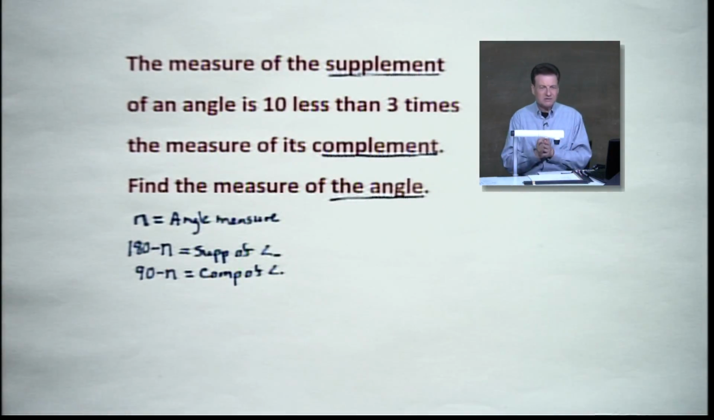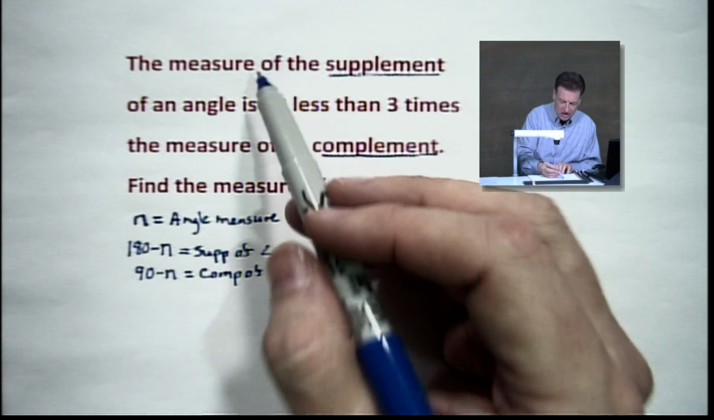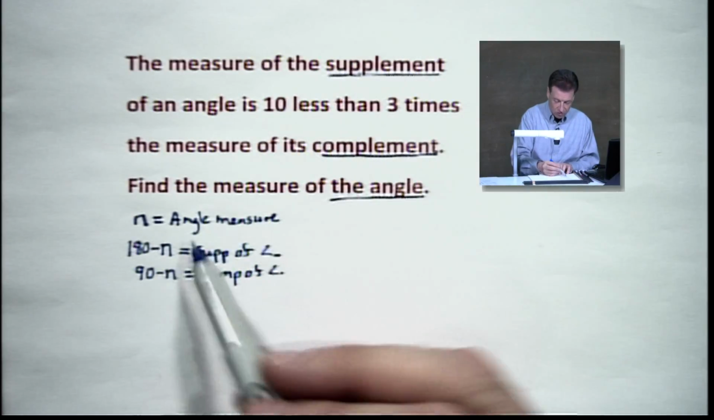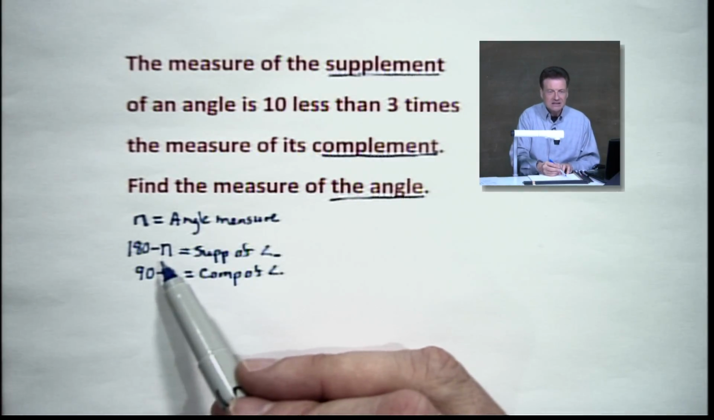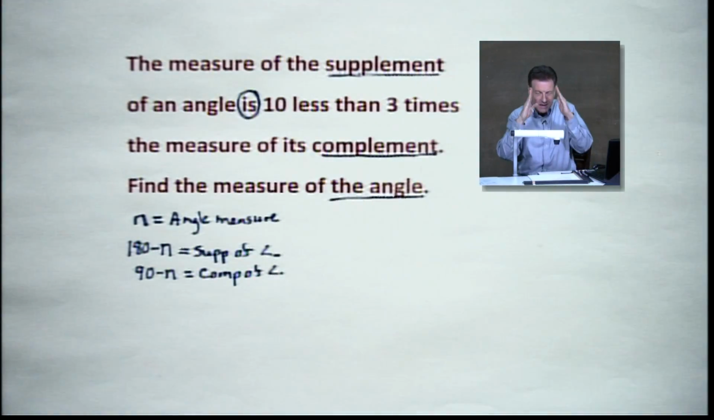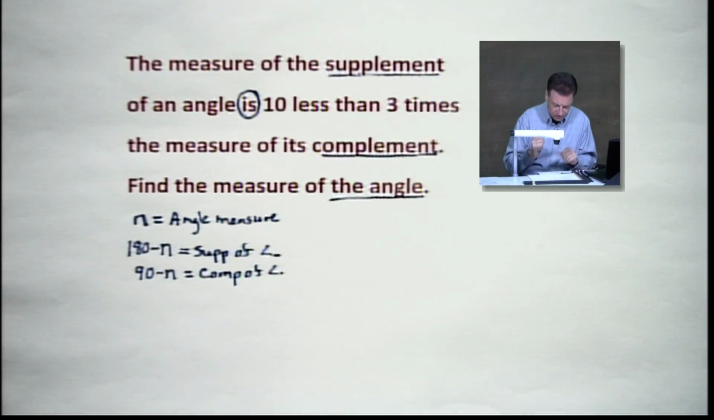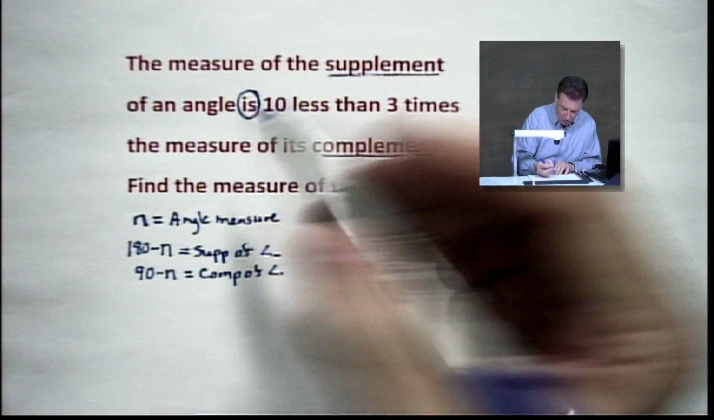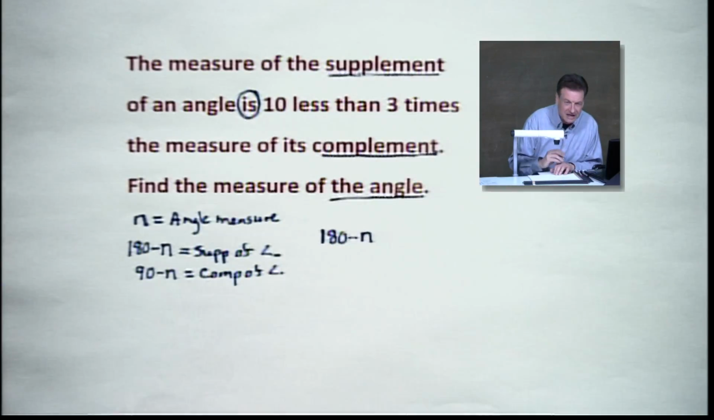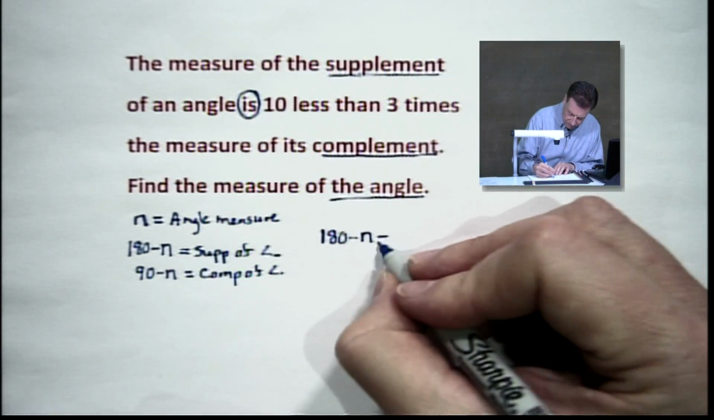Now we got to read what's going on here. I just gave you a what-if situation, but let's see here. It says we start off with the measure of the supplement of an angle. Well, that's our 180 minus n. Notice that is a big breaking point right there. In other words, we're going to put our equals. It's the verb of this sentence. So let's see how this is going to work. We're going to say the supplement, that's that 180 minus n, equals, there's our is.